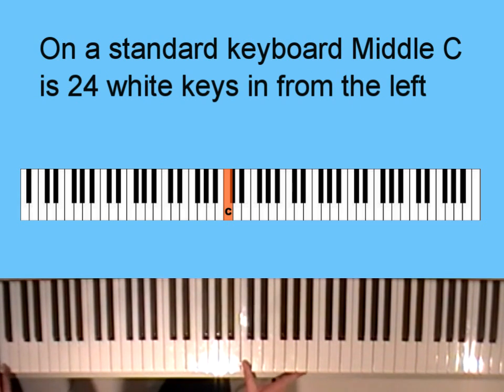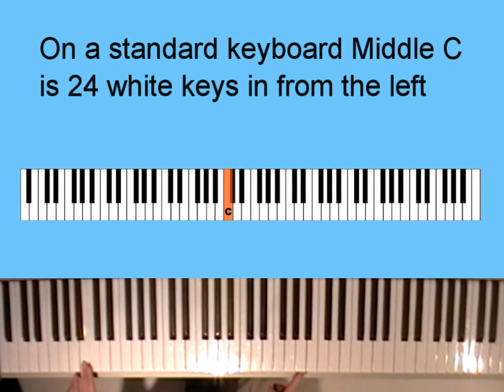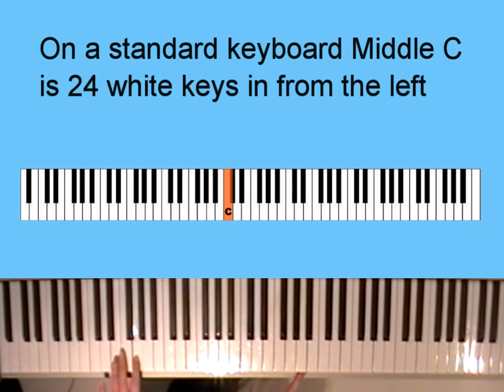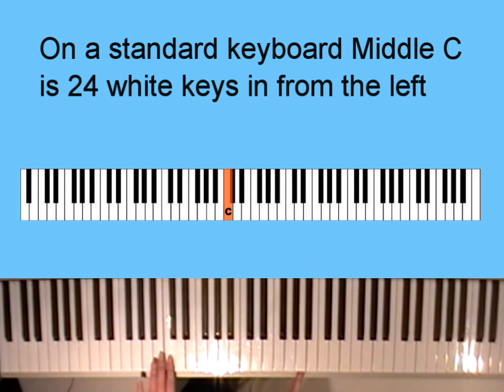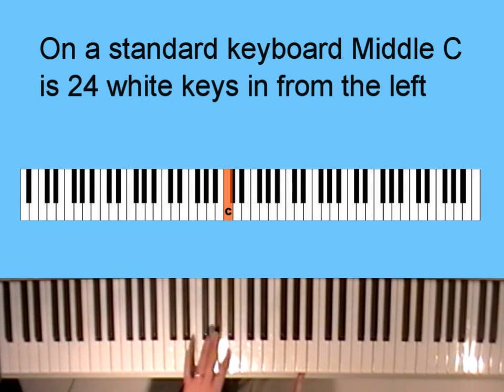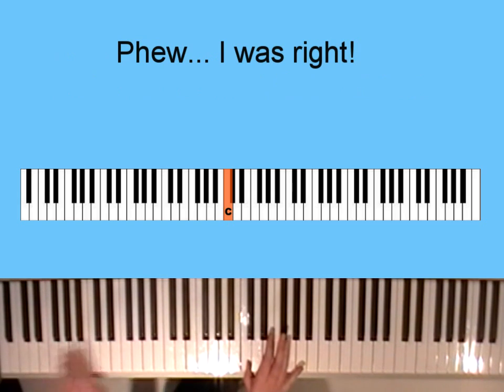Let me just show you that. It's including this first note, so it's 1, 2, 3, 4, 5, 6, 7, 8, 9, 10, 11, 12, 13, 14, 15, 16, 17, 18, 19, 20, 21, 22, 23 and 24. So that's another way of working out where middle C is.